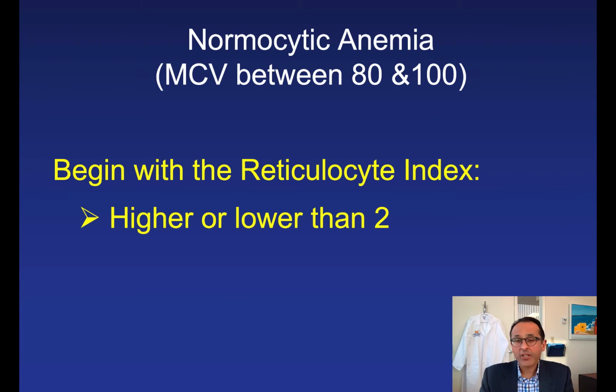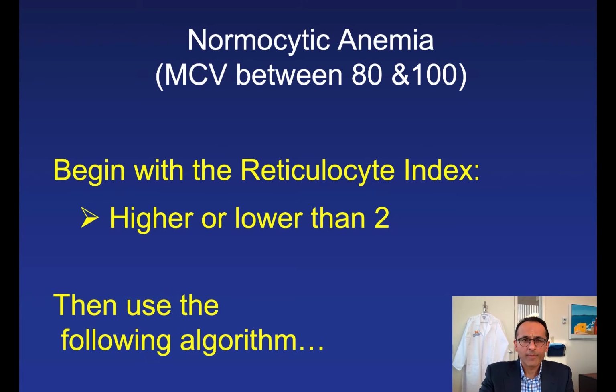And we begin with the reticulocyte index, and there are easy calculators to use because that takes into account what the hematocrit is and the maturation factor. And we break it up into a reticulocyte index that shows a proliferative anemia, in which the reticulocyte index is greater than 2, or a non-proliferative anemia where it's less than 2. And then we would use the following algorithm.